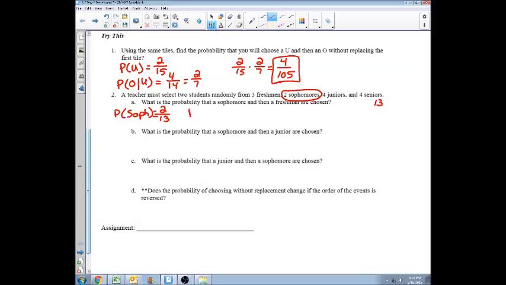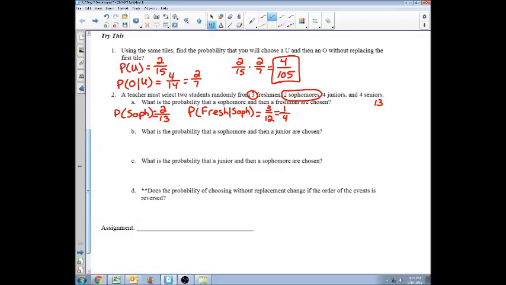That is the probability of a sophomore. What is the probability of a freshman? Given a sophomore was polled. Well, there were 13 students originally. If I polled 1 student, there would be 12 left. How many freshmen are there? There are 3 freshmen. Well, that'd be 3 out of 12. Well, 3 out of 12 can be simplified to 1 out of 4.